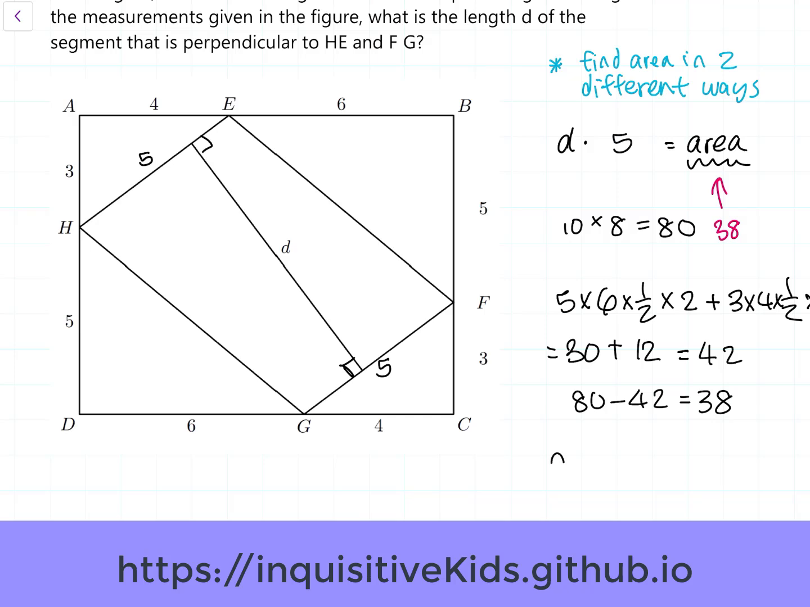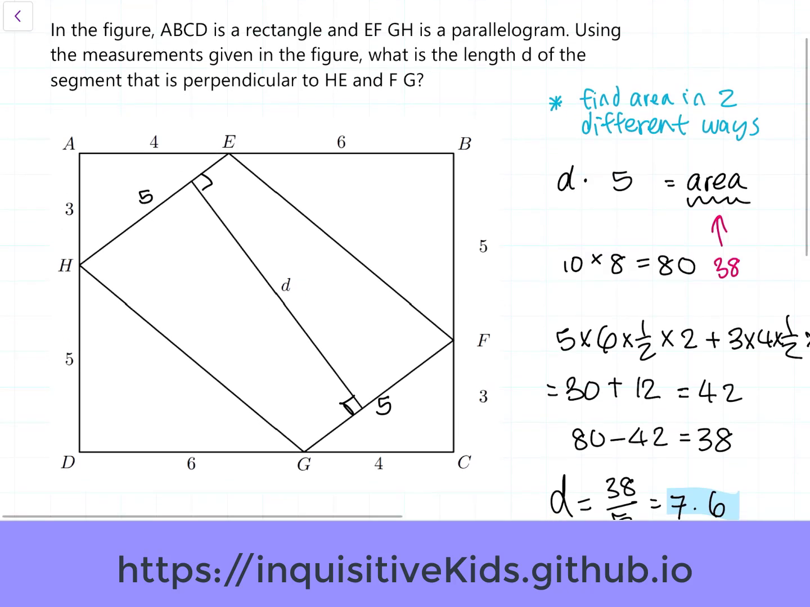So what is D? So D is equal to 38 over 5, and that gives us 7.6. So our final answer is 7.6. And that is how you solve for the area of a complex geometry problem by finding the area in two different ways.